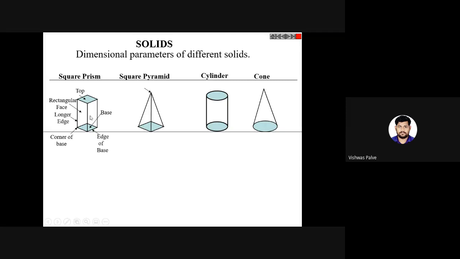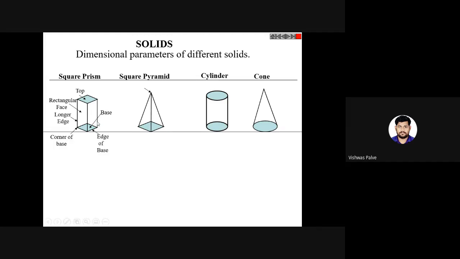There will be a base, corner of base. So 4 corners will be there, base, and 4 edges of the base. Similarly, there will be edges of the top. So it will have top edges as well as bottom edges. So as per the numerical, whether it is resting on its edge, on its corner, whatever the resting condition is, according to it, we have to draw the projections.